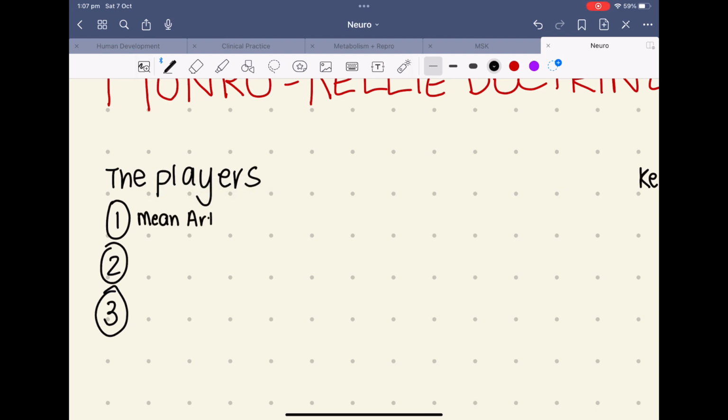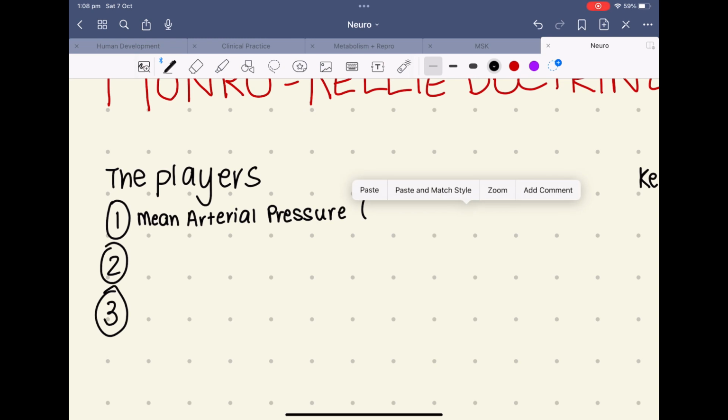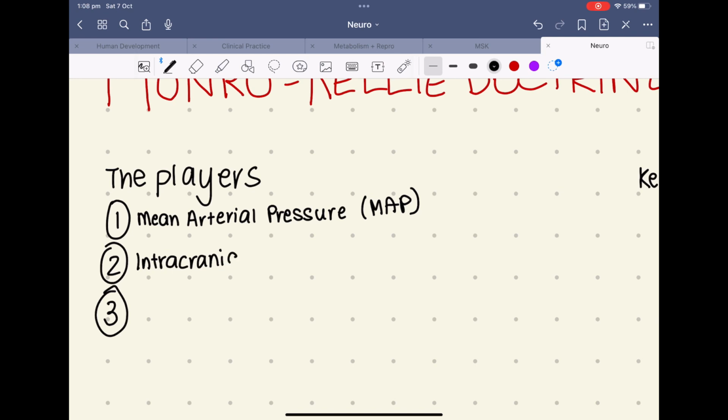Firstly, we have mean arterial pressure, also known as blood pressure. This is the systolic over diastolic blood pressure that's flowing through your body at any time, and we can measure this. Secondly, we have intracranial pressure, which is a separate type of pressure, and it's not just affected by blood. It's referred to as the pressure in your brain, and we'll talk about what affects this shortly.